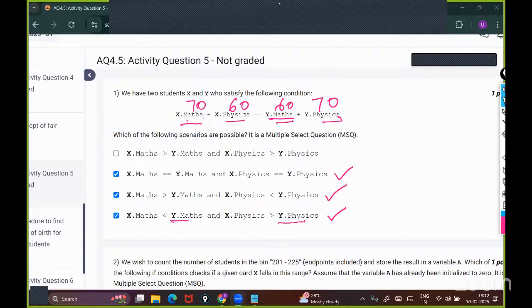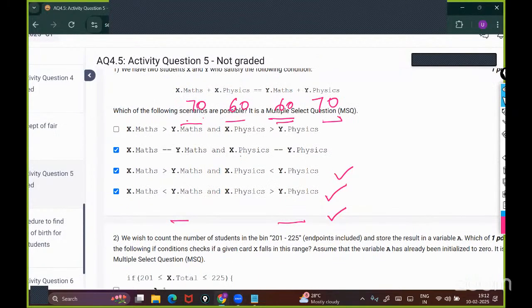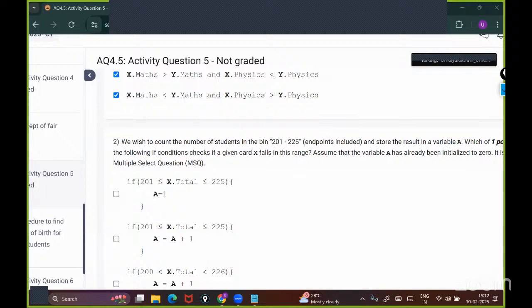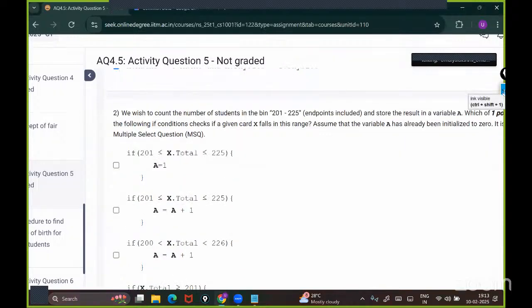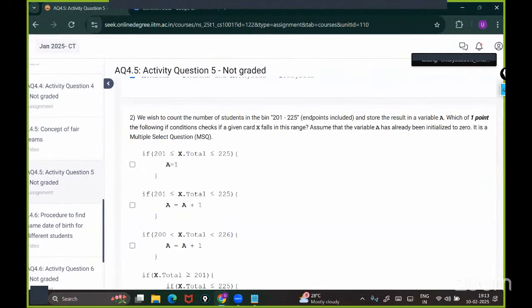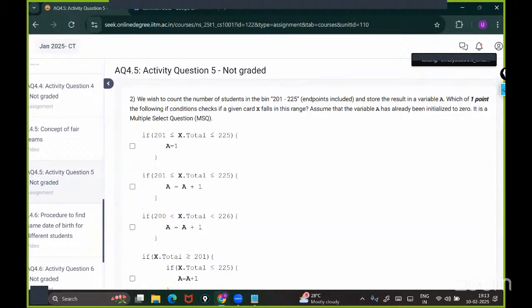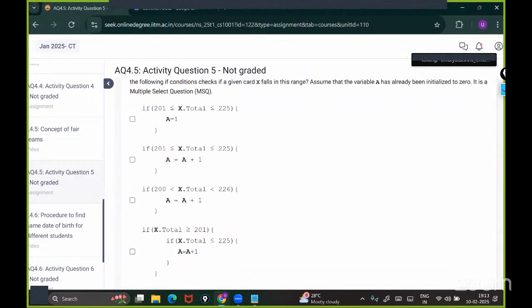Okay, so here three are the possible answers. And here is the next question, people. We wish to count the number of students in the bin 201 to 225 and store the result in a variable A. Which of the following conditions checks if the card X falls in this range? So we have to increment the A. Initially, A is initialized with 0. So every time any person falls in this bin, the count has to be incremented. So which options are correct? B, C, D. Why, except A?